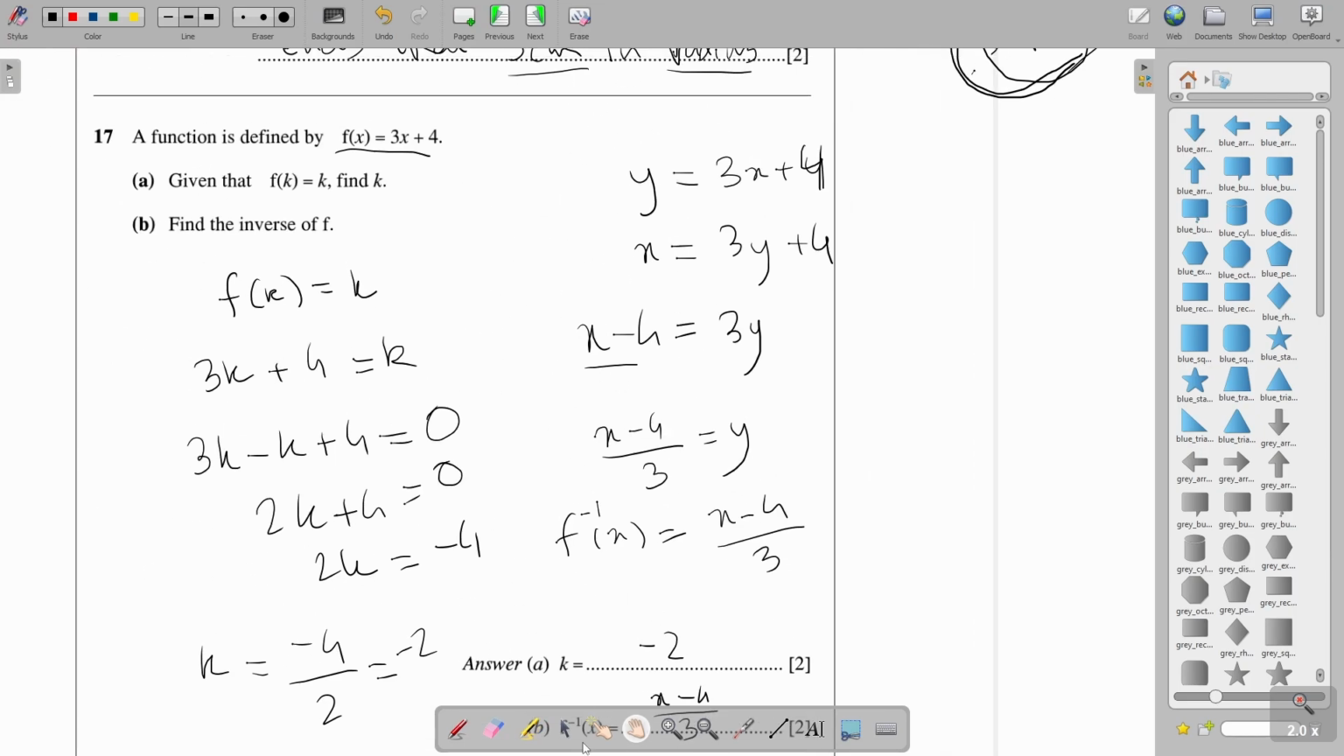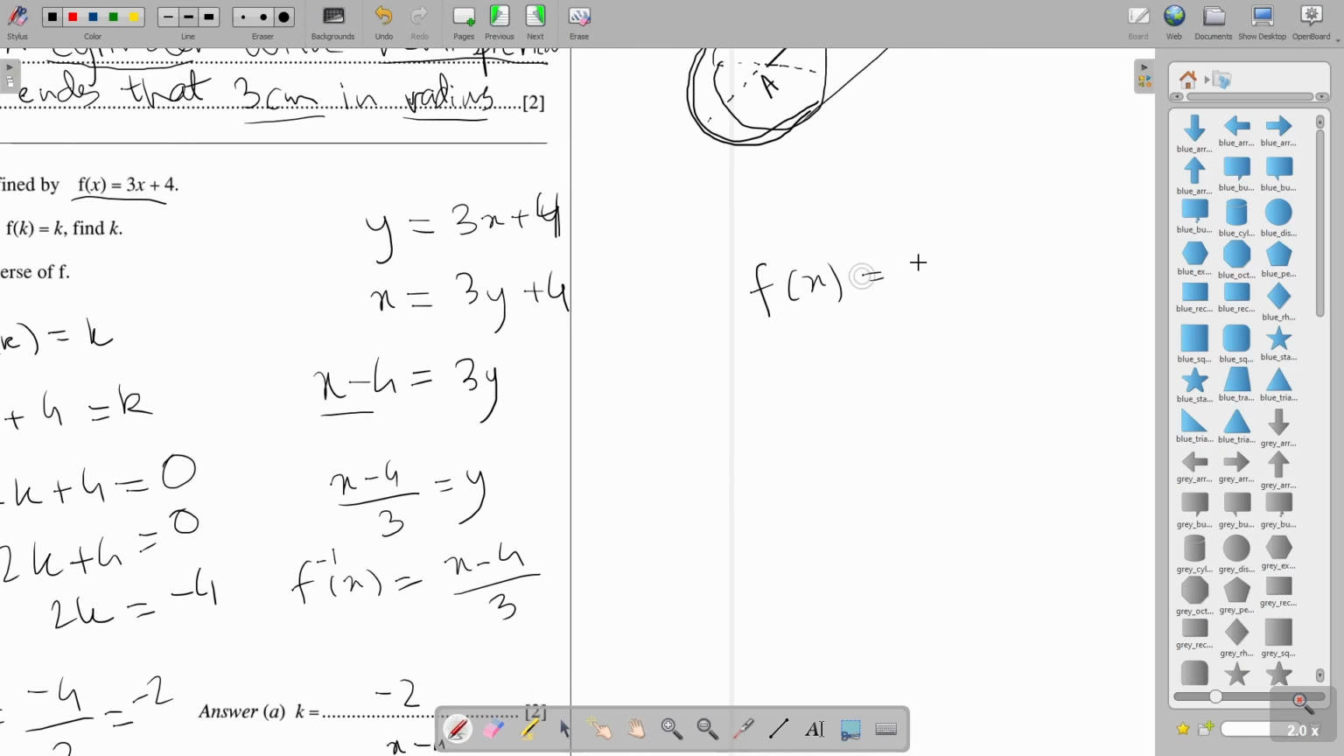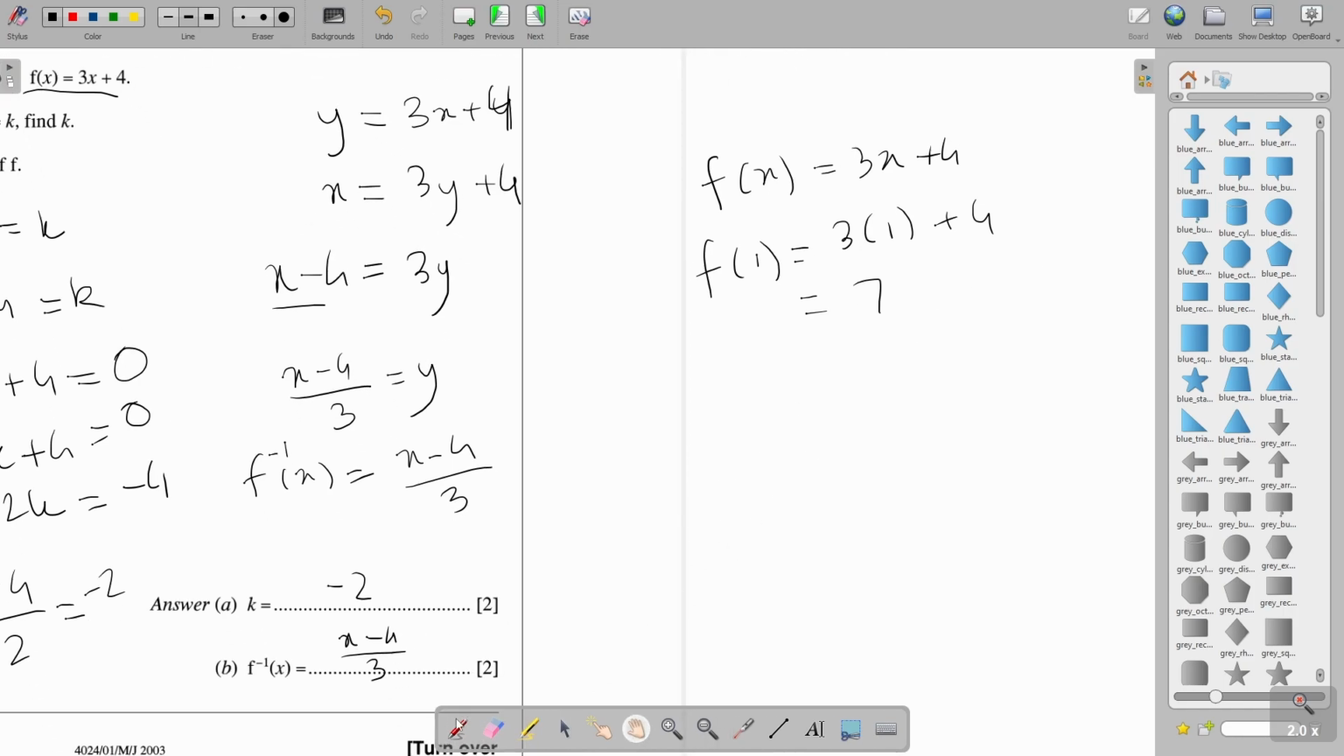We can also test this. Basically, the inverse of a function does the opposite of what a function does. So let's say we have f of x is equal to 3x plus 4. If I find out f of 1, so 3 times 1 plus 4, that's going to be 7. 3 plus 4 is 7. Basically, what the inverse does is if I put 7 into f inverse of x, I should get 1.